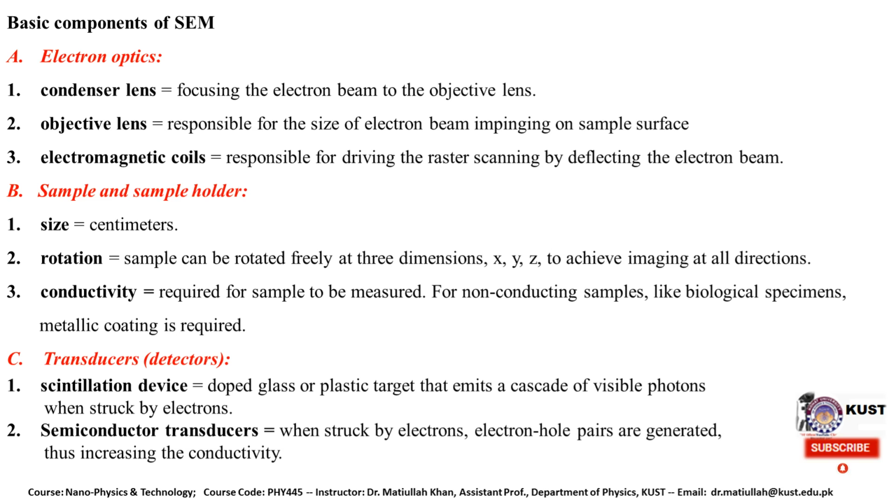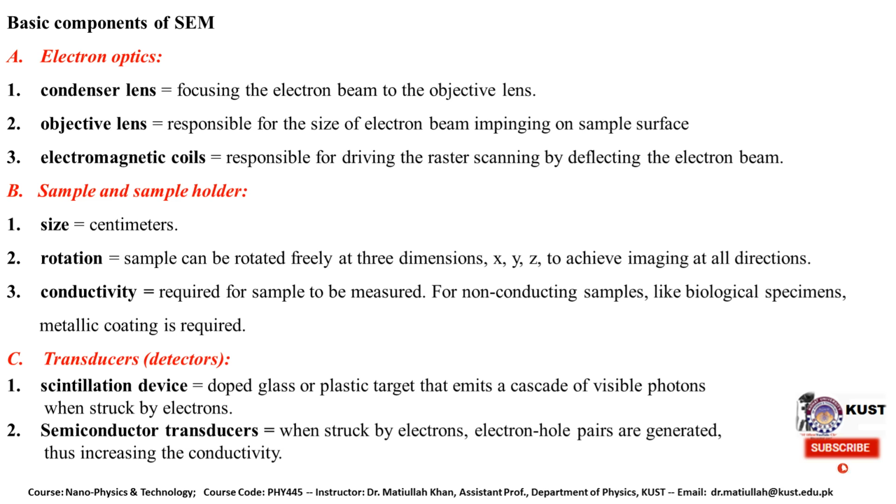In the electron optics, we need to know the condenser lens. These are the lenses that focus the electron beams on the objective lens. The other part of the electron optics is the objective lens. The objective lens is responsible for the size of the electron beam impinging on the sample surface, and the third part of the electron optics is the electromagnetic coils. These electromagnetic coils are responsible for driving the raster scanning by deflecting the electron beam.